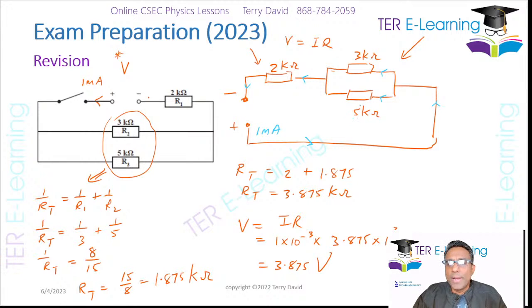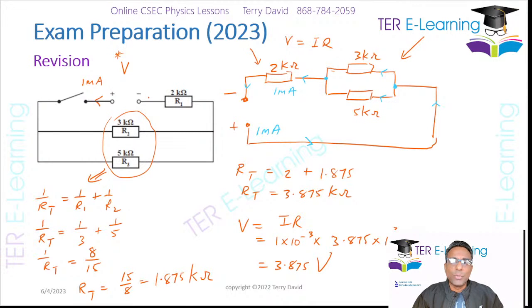Now, here's how you're going to do this question. Because this 1 milliamp splits at this junction here, but it recombines, 1 milliamp is actually passing through the 2 kilo ohm resistor. So 1 milliamp is passing through the 2 kilo ohm resistor.